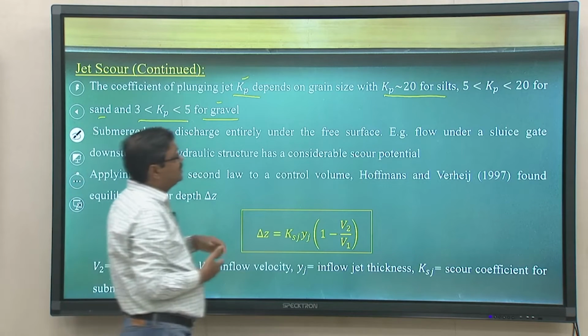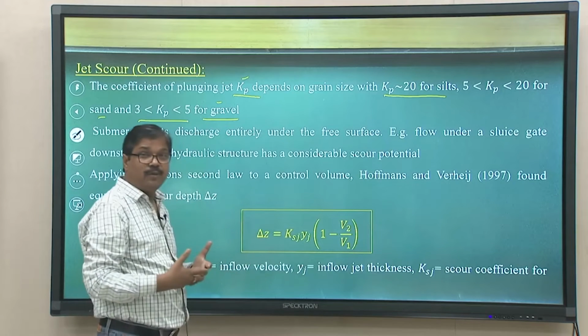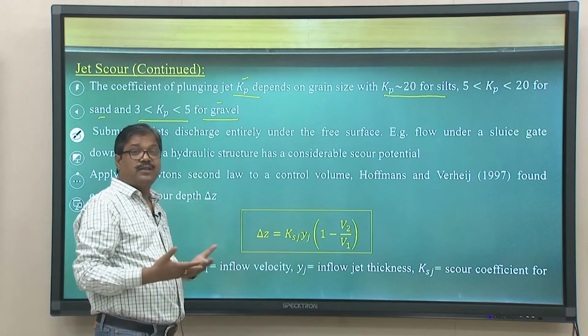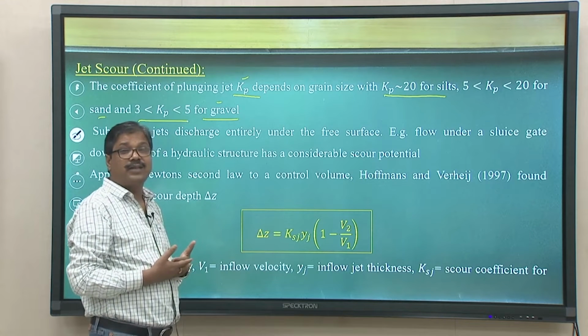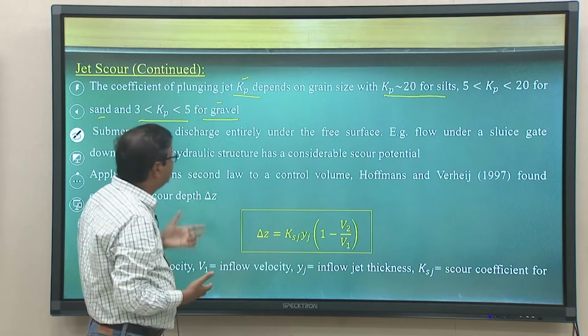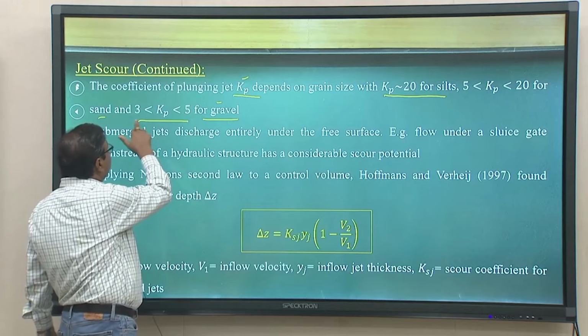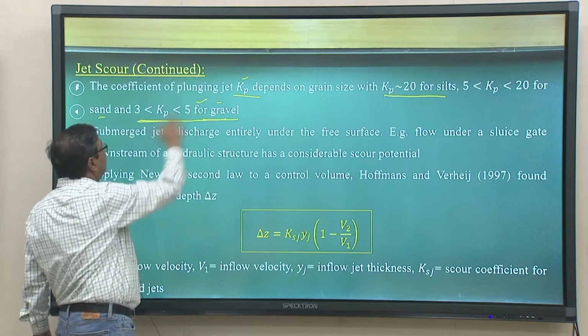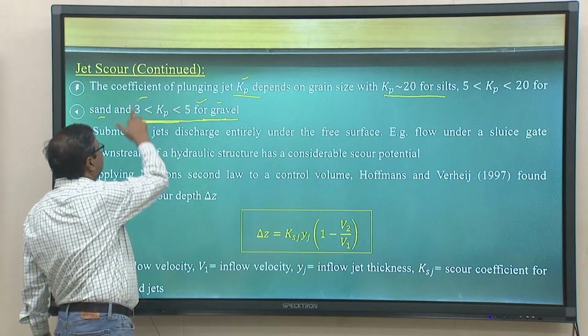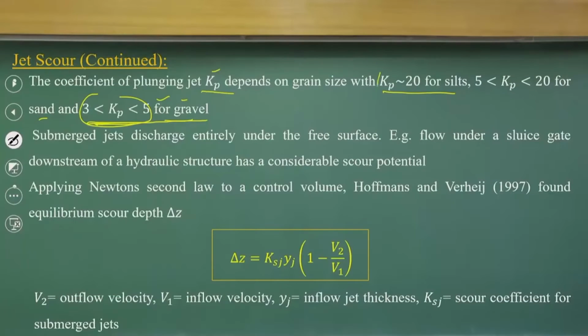What this experimental data indicates is that we can know what type of downstream bed material we have, and we can either armor it or treat it in such a way that we can reduce the scour depth. You can see that for gravel this coefficient ranges just from 3 to 5, but in the case of silt it is as high as 20.